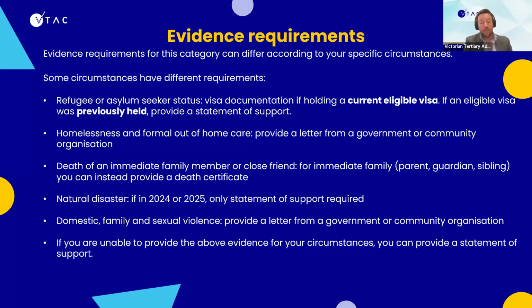Another example, for death of an immediate family member, you can provide a death certificate. For natural disaster, you're only required to provide a statement of support. But as I said, as you complete the application, you'll be notified within.